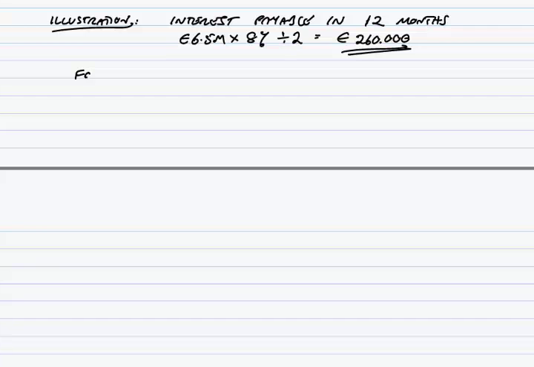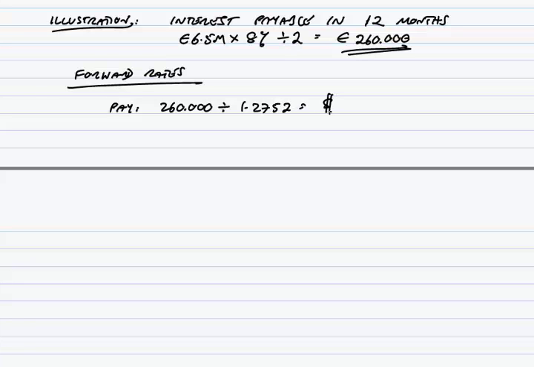However, if we use forward rates, the 12-month forward rate is 1.2752, so it'll mean we need to pay €260,000 converted at 1.2752 dollars to the pound. Which is 203,890.